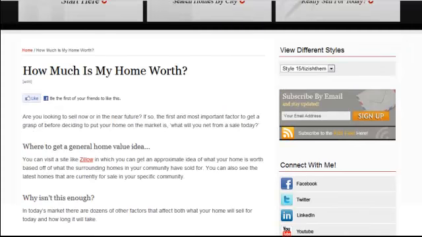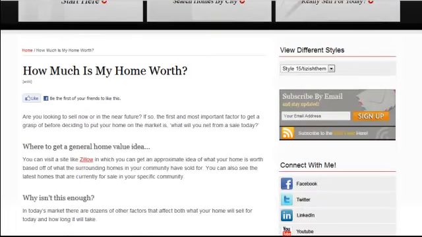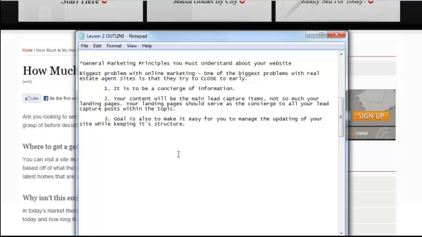So then what is the solution? What do we have to make this website be like in order to not close that fast? Alright, so here's the actual solution. Simple. It needs to become a concierge of information. Alright, and here's what I mean by that.